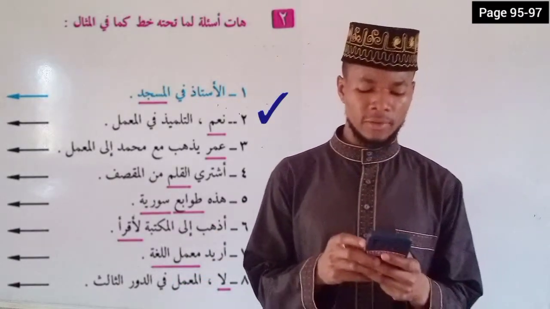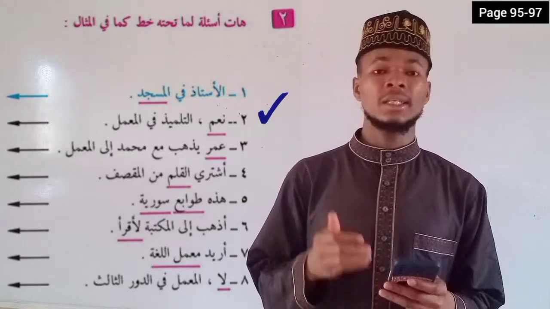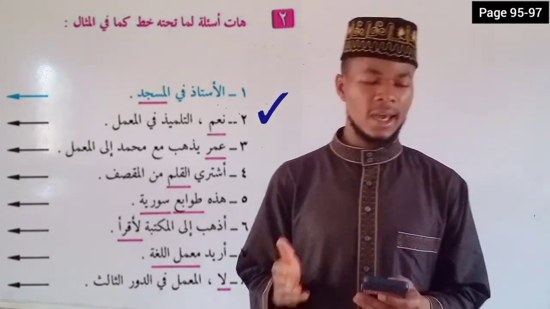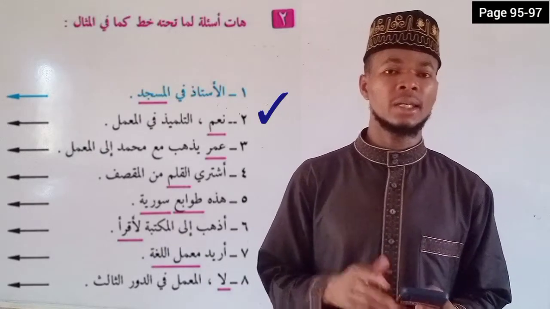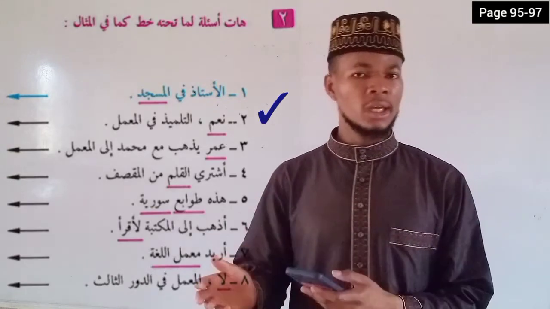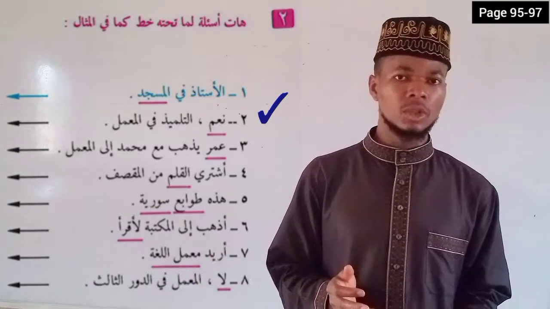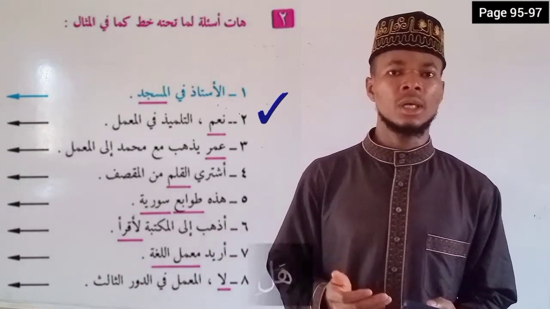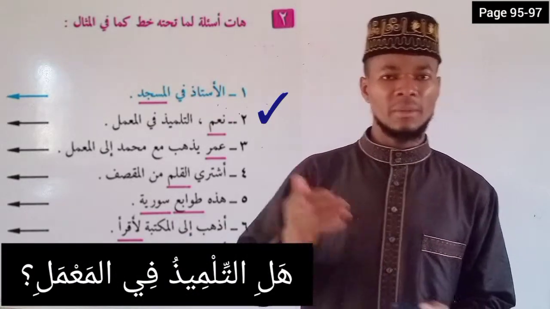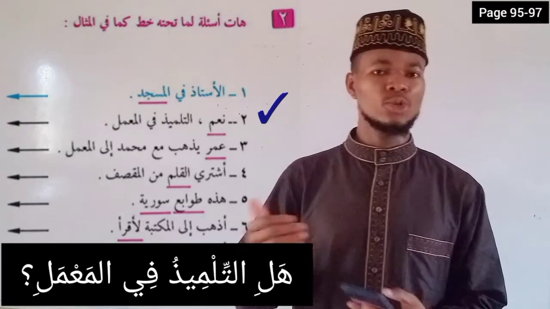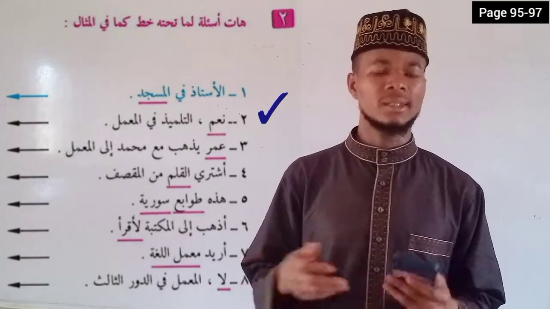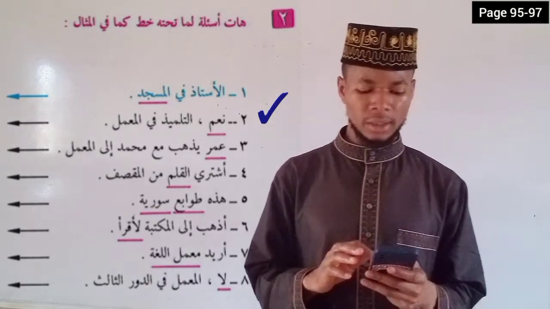So number 2 we have Na'am at-tilmidhu fil ma'mali. That means yes, the student is in the laboratory. So here we can ask the question, is the student in the laboratory? So how do we say that? You see, Hal at-tilmidhu fil ma'mali. Is the student in the laboratory? So then we say Na'am at-tilmidhu fil ma'mali.